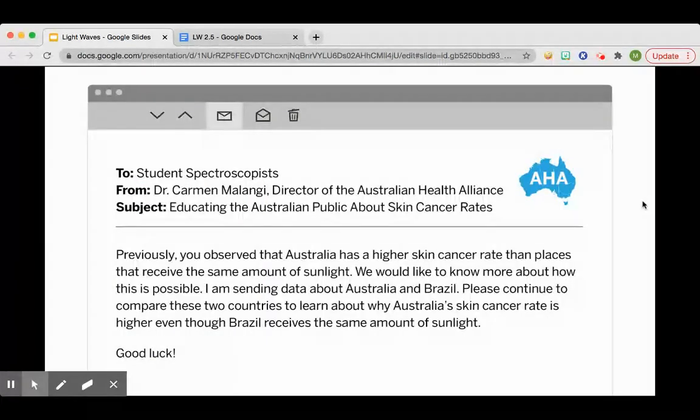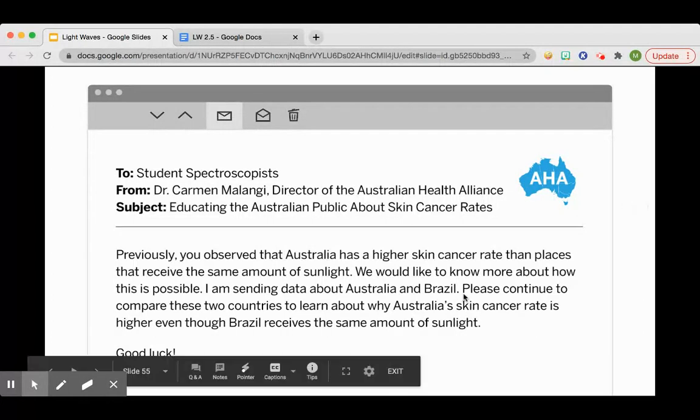So take a second, pause the video to read this over. We're going to be looking at Australia and Brazil to see why Australia's skin cancer rate is higher than Brazil, even though Brazil receives the same amount of sunlight per year.